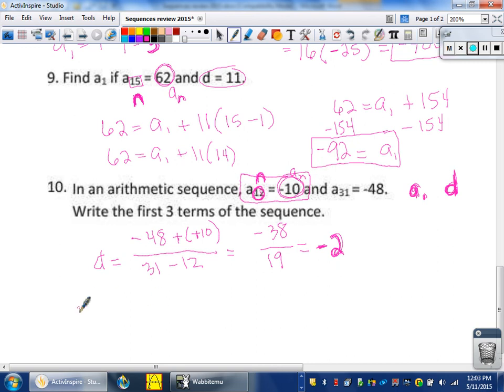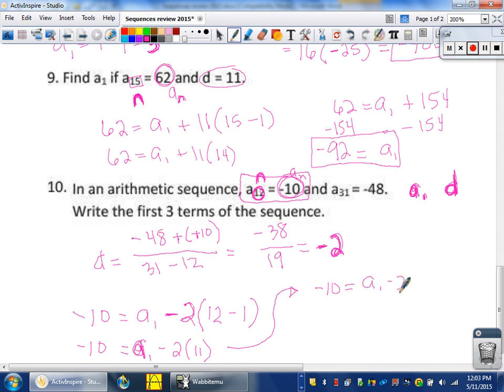So let's plug it into our formula. Negative 10 equals a sub 1 plus, in this case, minus 2 because it's a negative difference, times 12 minus 1. Once you know the difference, you can use either one of these two terms to figure out what the first term was. According to PEMDAS, we have to do our parentheses. 12 minus 1 is 11. Negative 10 equals a sub 1 minus 22.